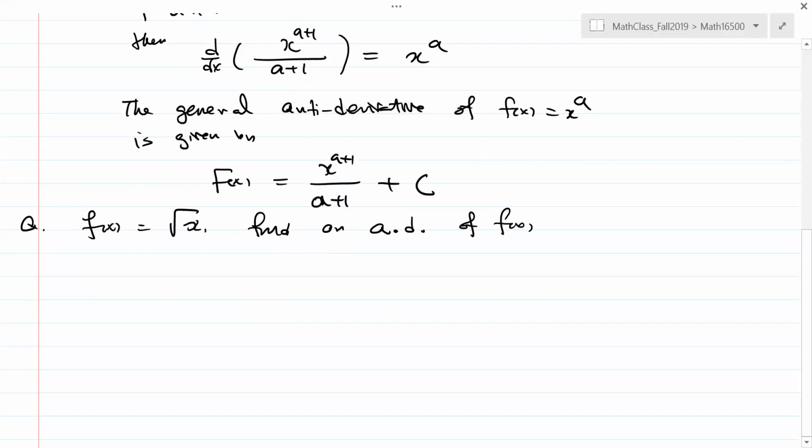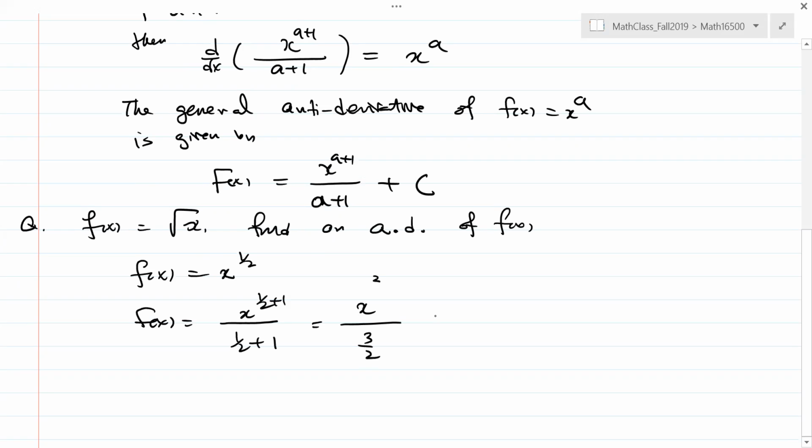Okay, so you want to find the function whose derivative is square root of x, right? But then if you write the function in the form x to the a, in this case a is going to be 1/2. So the antiderivative is going to be x to the 1/2 plus 1, over 1/2 plus 1. You simplify, you get 3/2 in the denominator, and after you simplify, you get this. Okay.